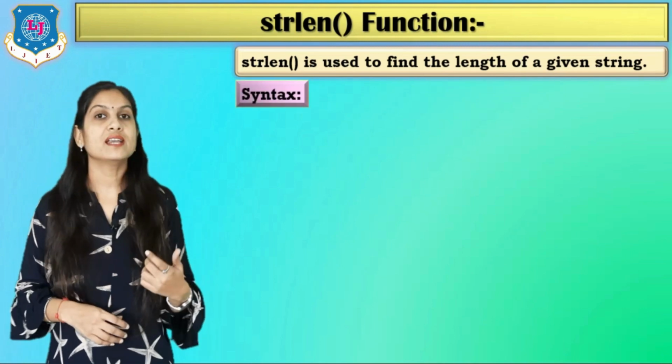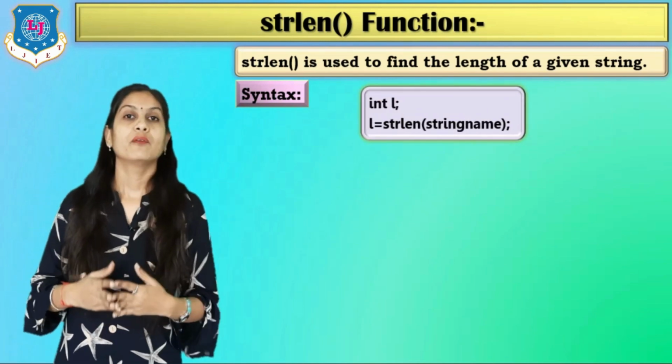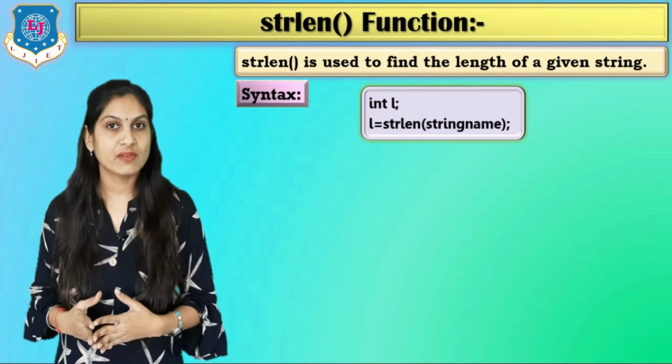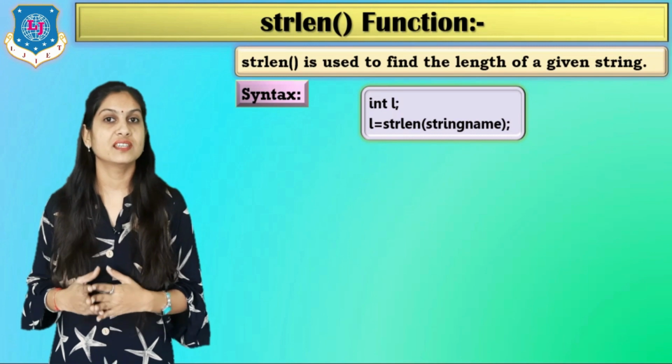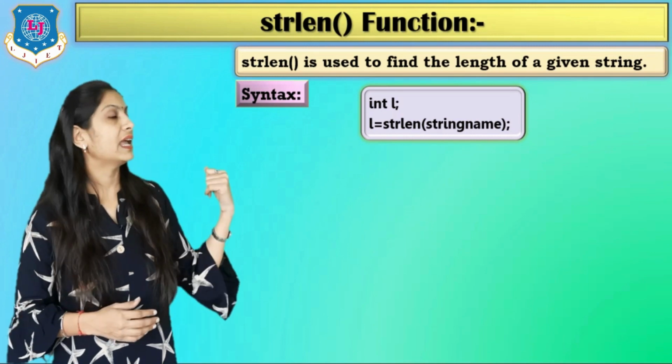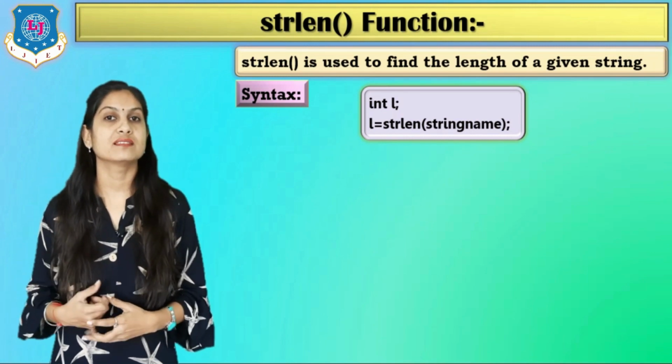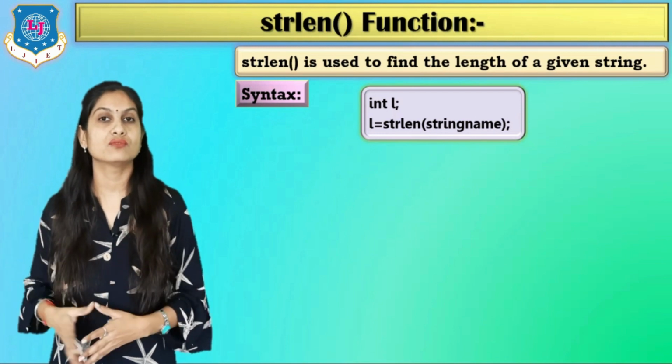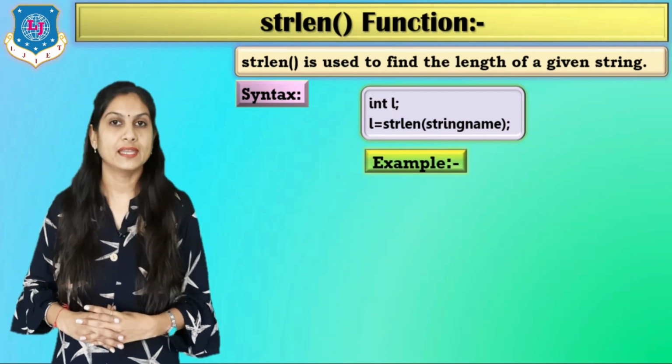Clear? How can you write it? Just see the syntax here. First we declare an integer variable, because the length is always an integer, and then L equals the function name strlen, and inside brackets we write the string name, that is NA.